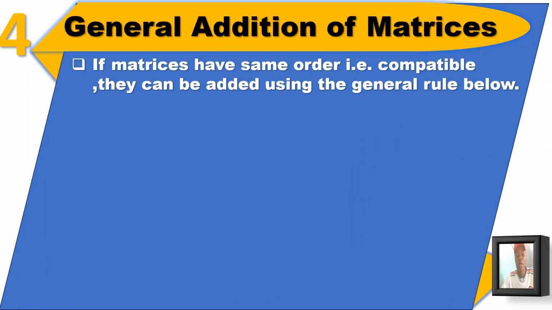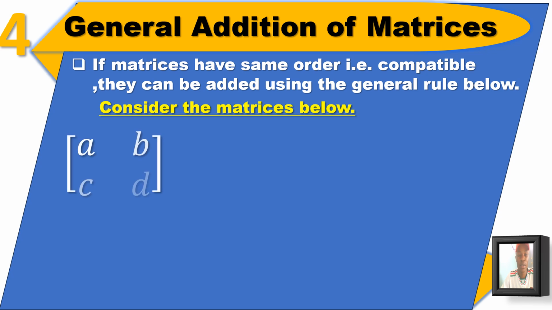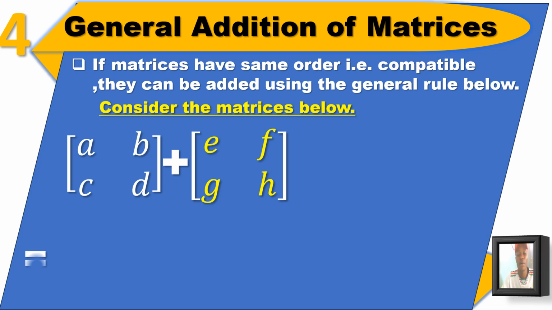The general formula or concept, because that's the rule that you will use over and over again to add matrices after confirming their compatibility. So look at this. If you have matrices A, B, C, D and matrix E, F, G, H, you can add them because they are of the same order. They are compatible. Don't forget that. They have order 2 by 2, 2 by 2. Now, how do you add them?